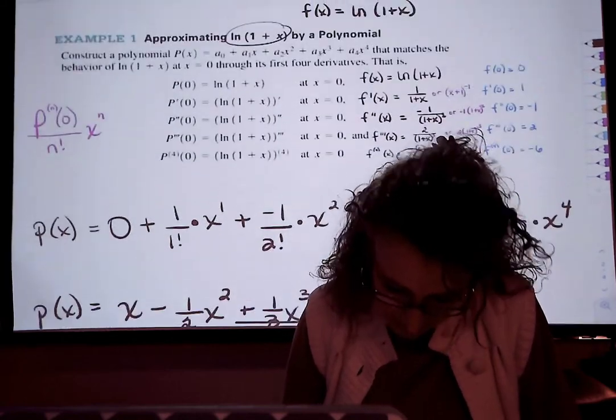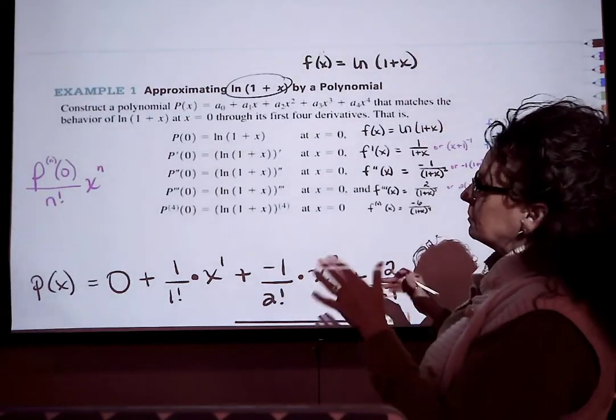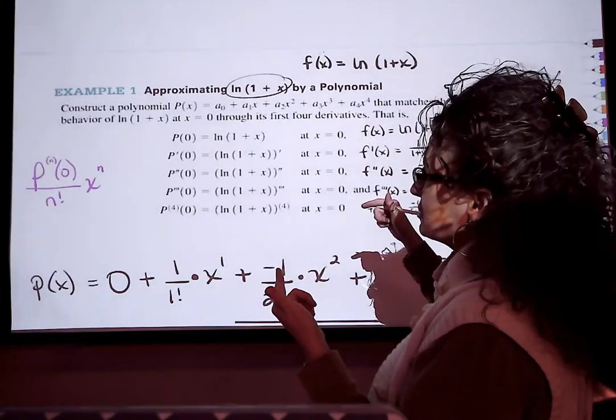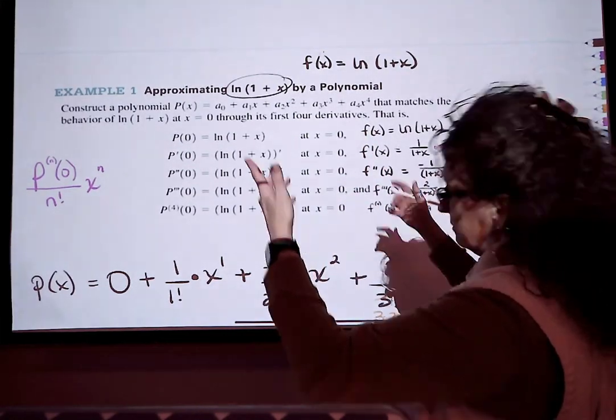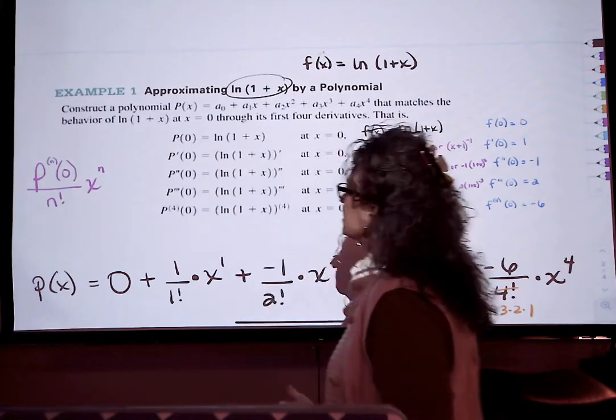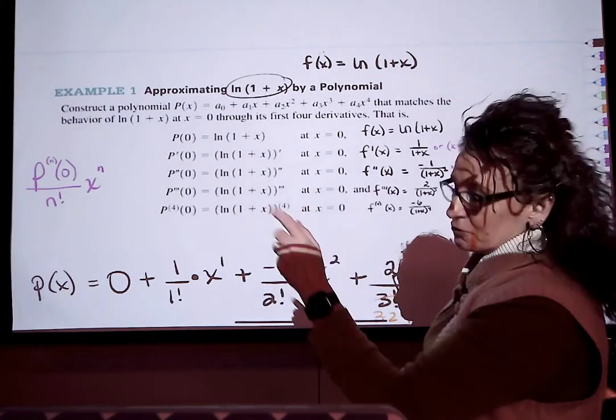Okay, let me see. Did I do what it said to do? Construct a polynomial, check. That matches the behavior, check. I went through all of this process. At x equals 0, of course, we plugged in 0 every time. Through the first 4 derivatives, check.